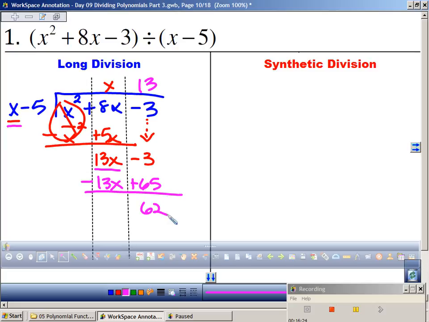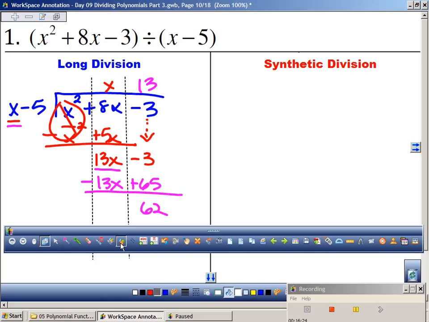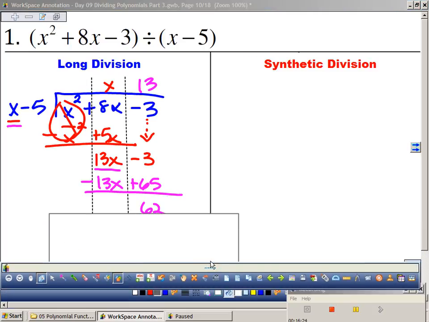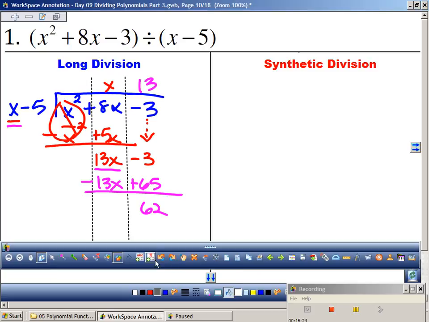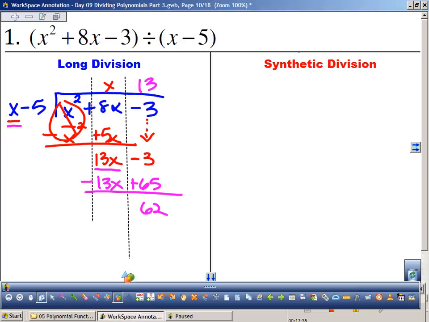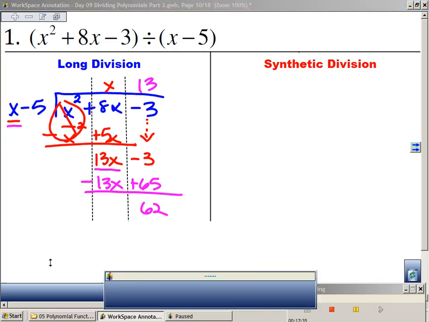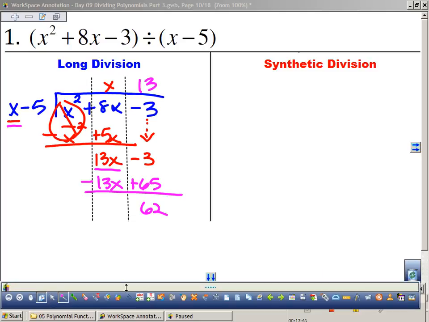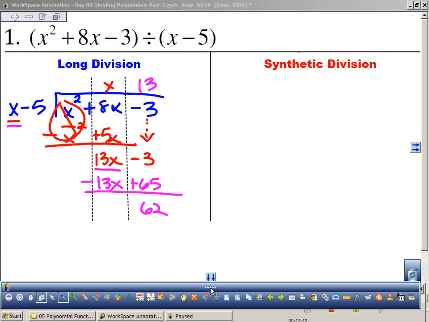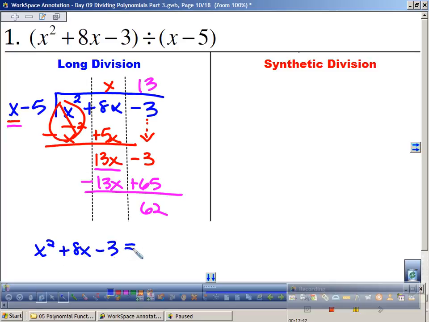Now we're going to rewrite this like you should have done yesterday. Okay, so I'm going to rewrite it as my polynomial function was originally x squared plus 8x minus 3, which is equivalent to the divisor of x minus 5 times x plus 13 with a remainder of 62. Now I'm going to set up my synthetic division to check.